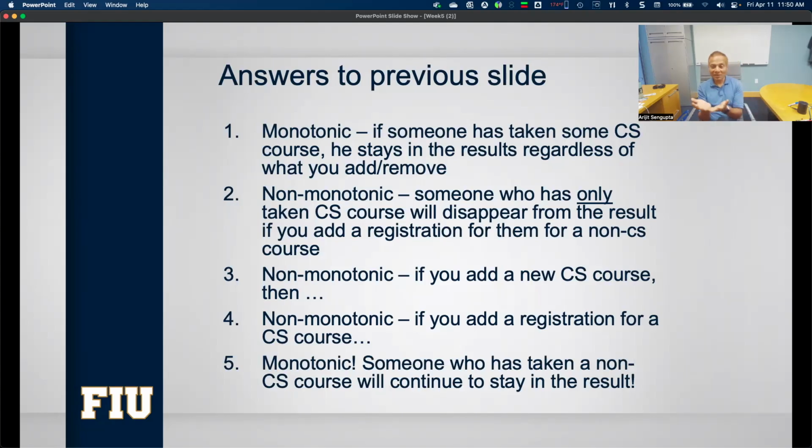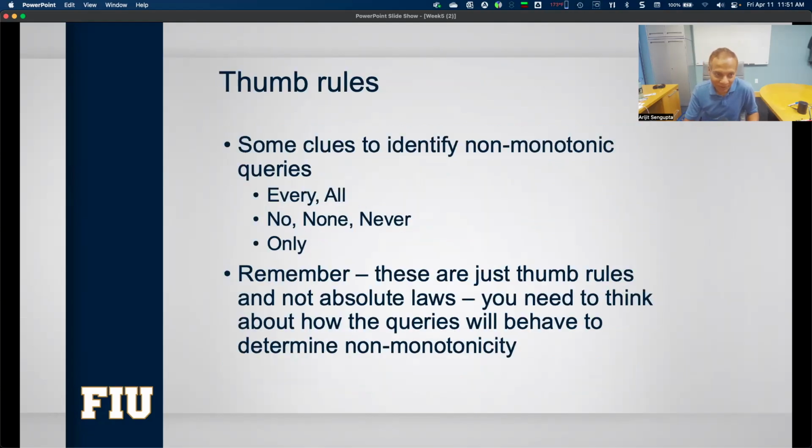It basically means they have taken a course where the department is not CS. So it's a not equal to, but it's still a monotonic query.